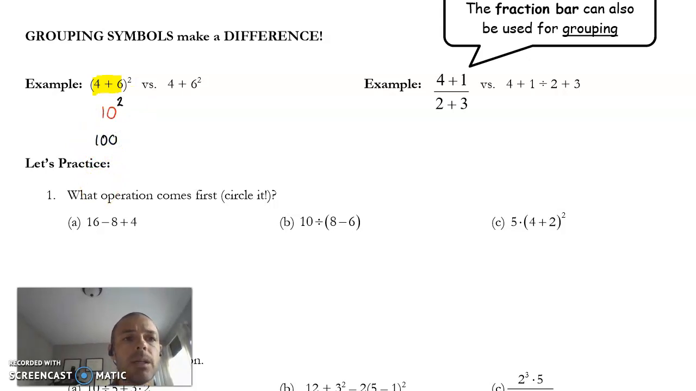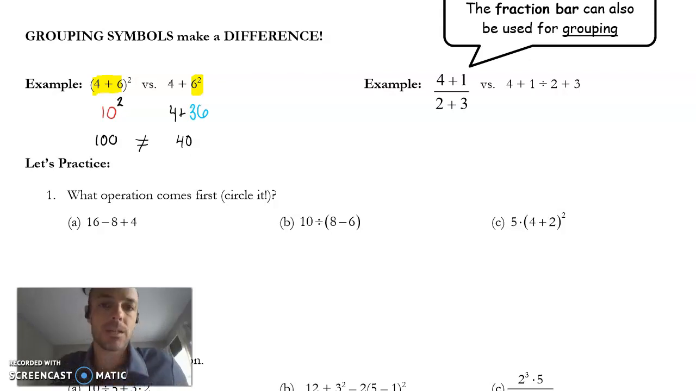Big difference on the problem on the right, though. I have to look here and see no grouping symbols. The first thing in the order of operations is my exponent. And so the first thing I have to perform here is 6 to the second power. 6 to the second power is going to get me 6 times 6, or 36. I'm going to bring down the 4 plus, moving everything down vertically. 4 plus 36, I get 40. Not the same thing. These are not the same. The only difference there was that grouping symbol. So it does matter. It does make a difference. You have to pay really close attention. Detail is key in mathematics.